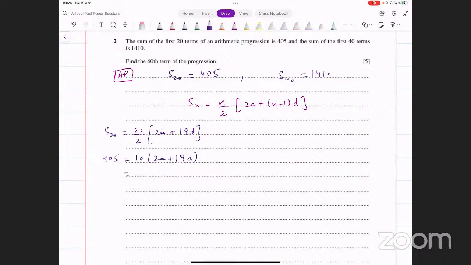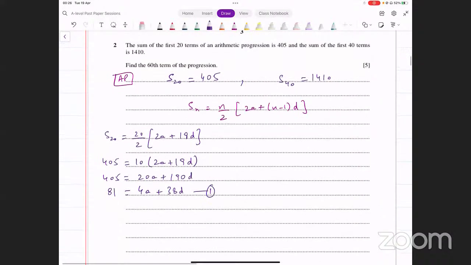And that gives us 20a + 190d = 405. पूरी इक्वेशन को हम 5 से डिवाइड कर दें, that gives us 4a + 190 divided by 5, that's 38d, and 405 divided by 5 is 81. This is one equation that we've got. ठीक है, दूसरी इक्वेशन निकाल लें.